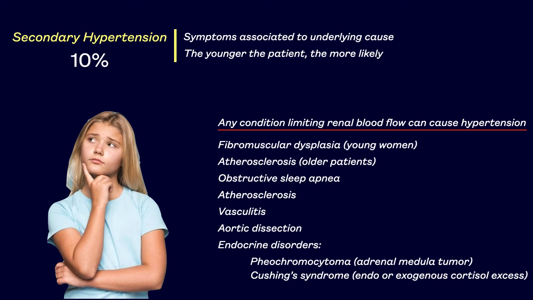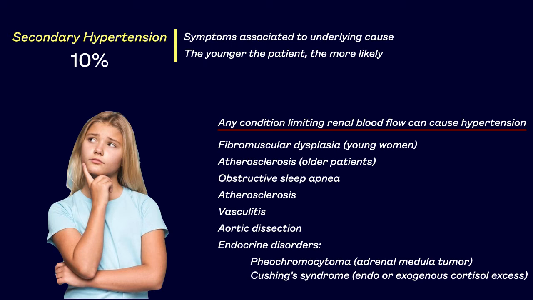Other examples include obstructive sleep apnea, atherosclerosis, vasculitis, or aortic dissection, as well as endocrine disorders like pheochromocytoma, which is a catecholamines releasing tumor, or Cushing's syndrome, which is an oversecretion of cortisol.